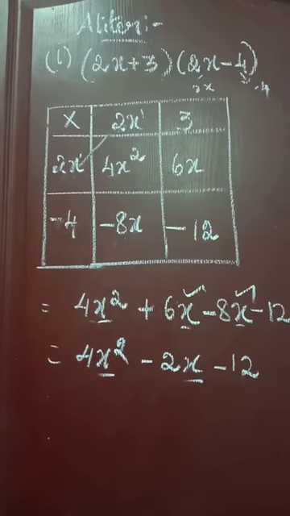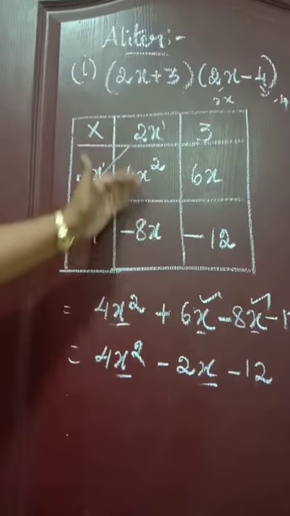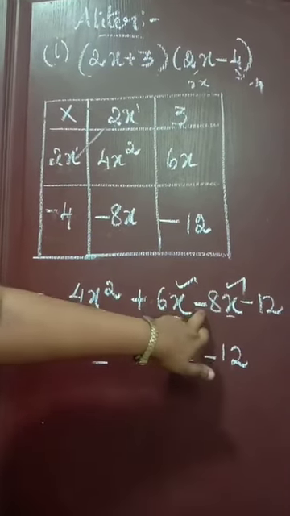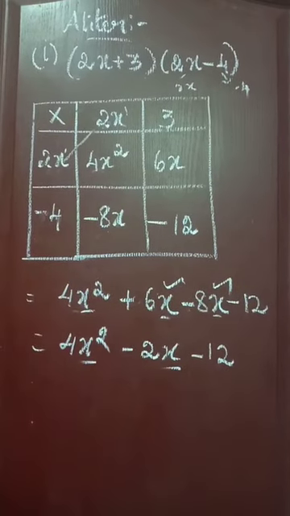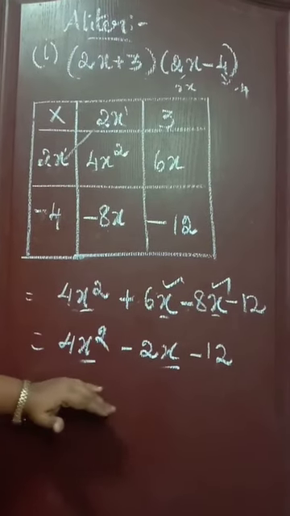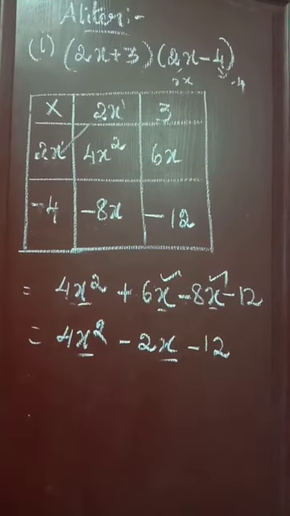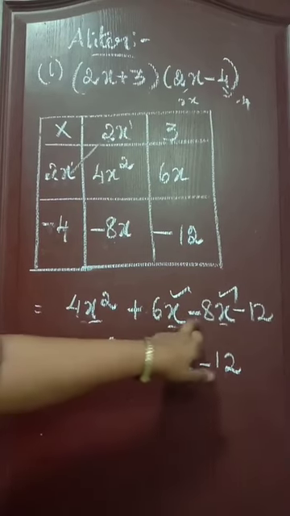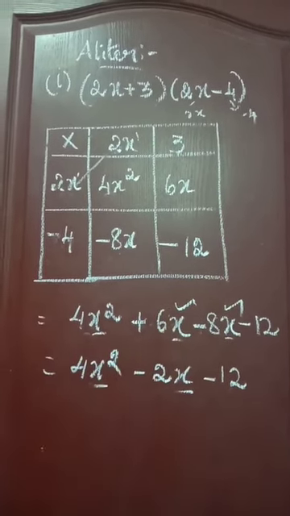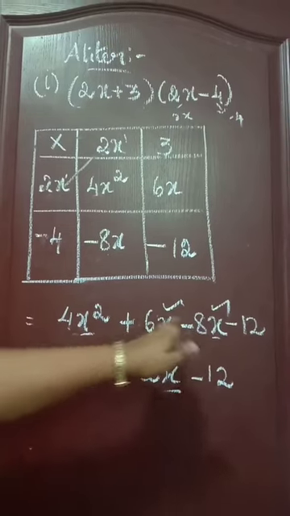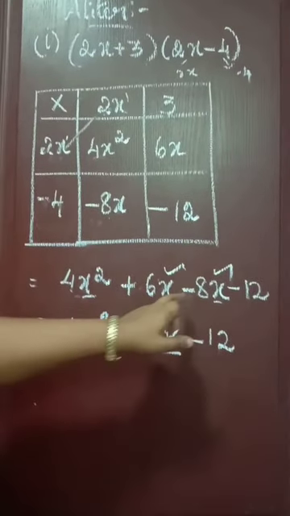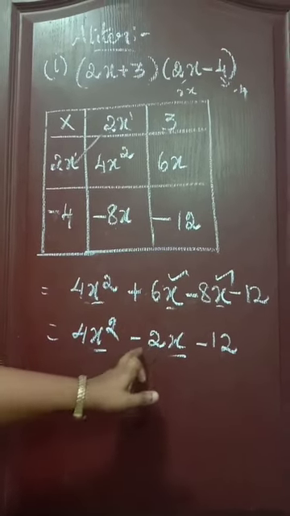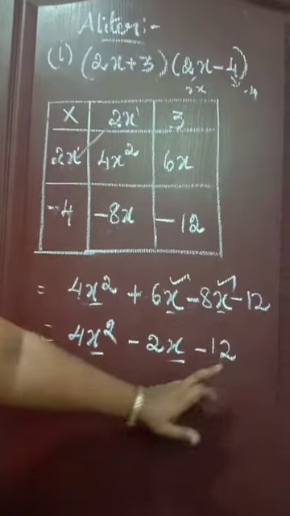So how you write the answer means this one you have to arrange. First one 4x square, next one 6x, next one minus 8x, next one minus 12. After this step you have to arrange the like terms. There is only one x square term. Next, the x terms: two x terms are there, so you have to add or subtract. One is plus, another one is minus, so here I subtract. 8 minus 6 is 2, so 2x is the answer. Last one, minus 12.